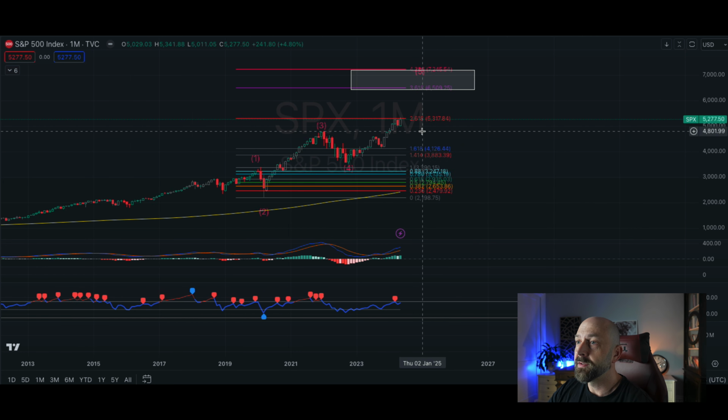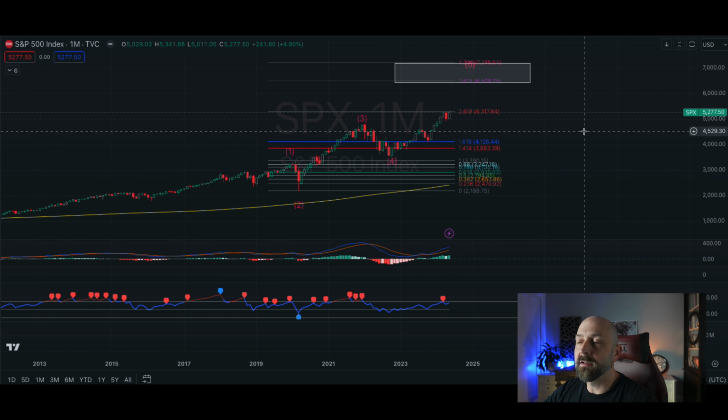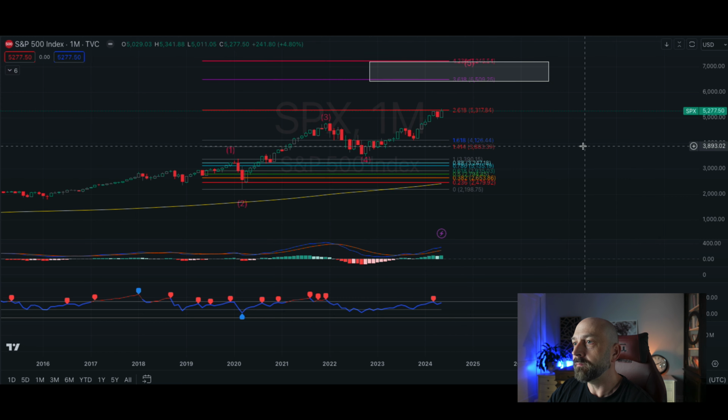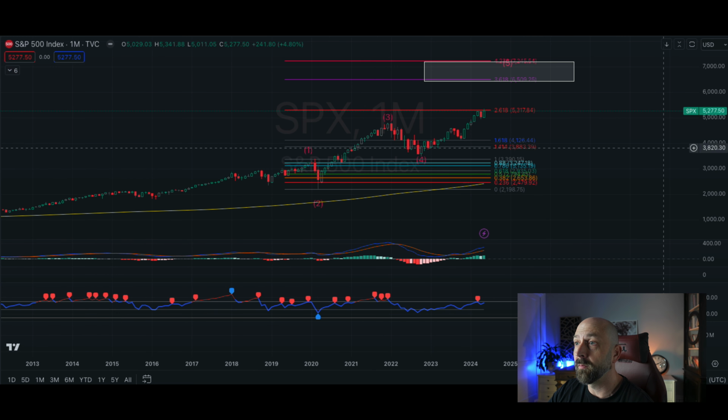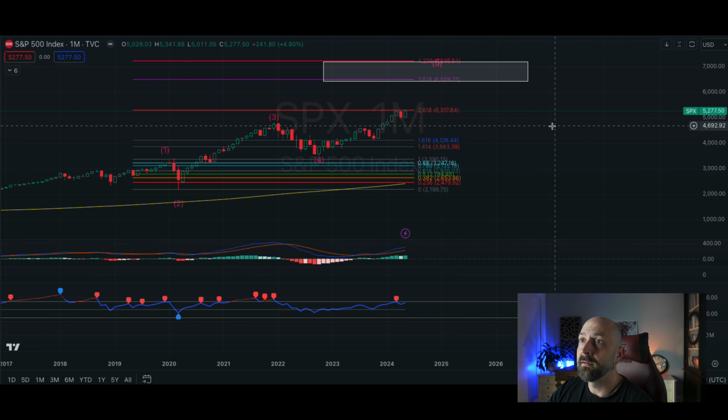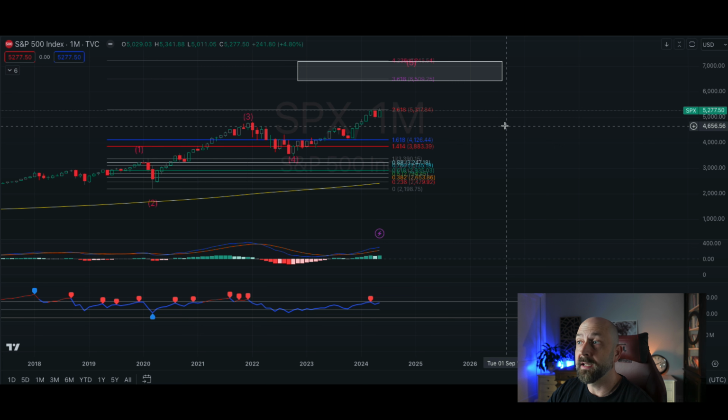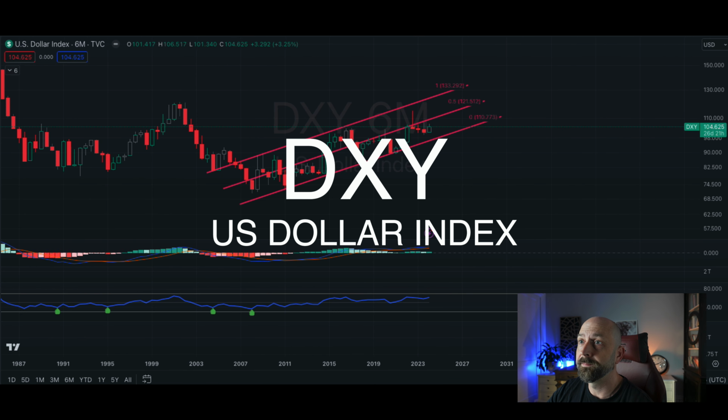There's a lot of other metrics I won't go into now for why I think that we are in this last wave. This is just my opinion, but if the legacy markets are in this fifth blow off top wave, then this is really bullish for Bitcoin.